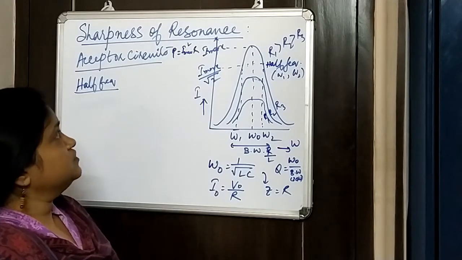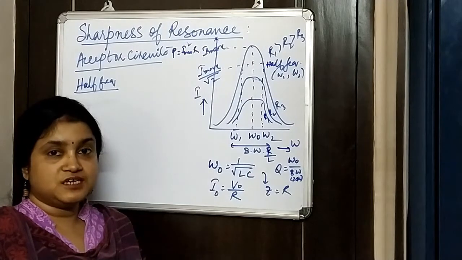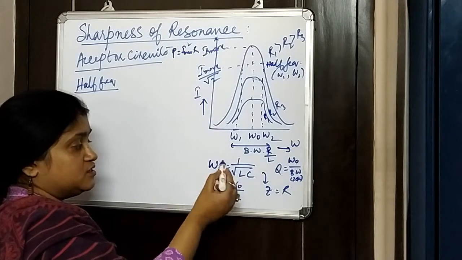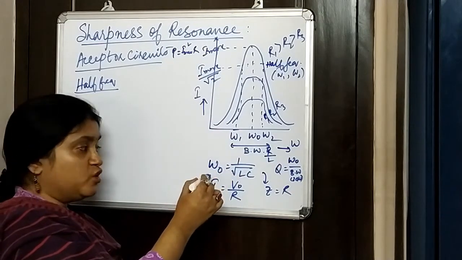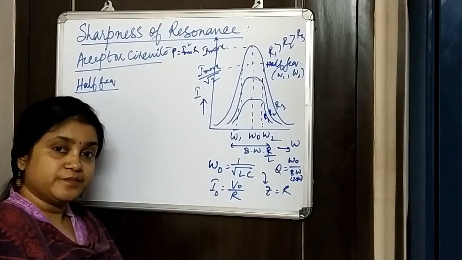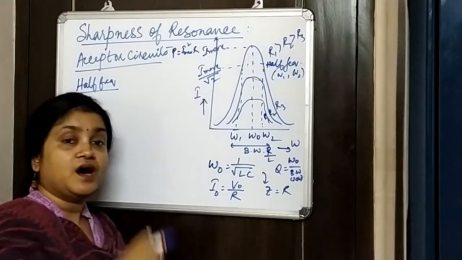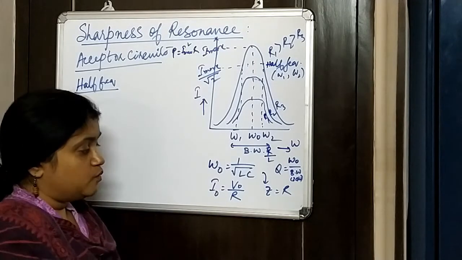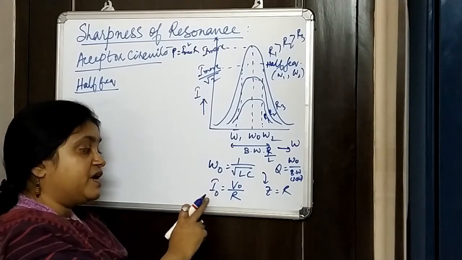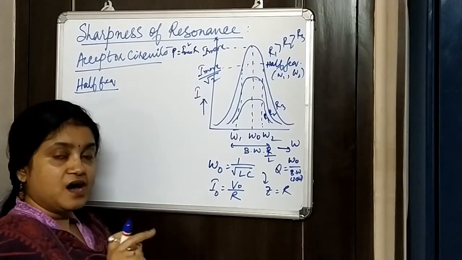Let us start a discussion on the sharpness of resonance. In the last discussion, we told that the frequency omega naught depends on L and C. It doesn't depend on R, whereas the current doesn't depend on L and C, it depends on R. So if R keeps on changing, then the maximum current keeps on changing. For a particular circuit, R is fixed.